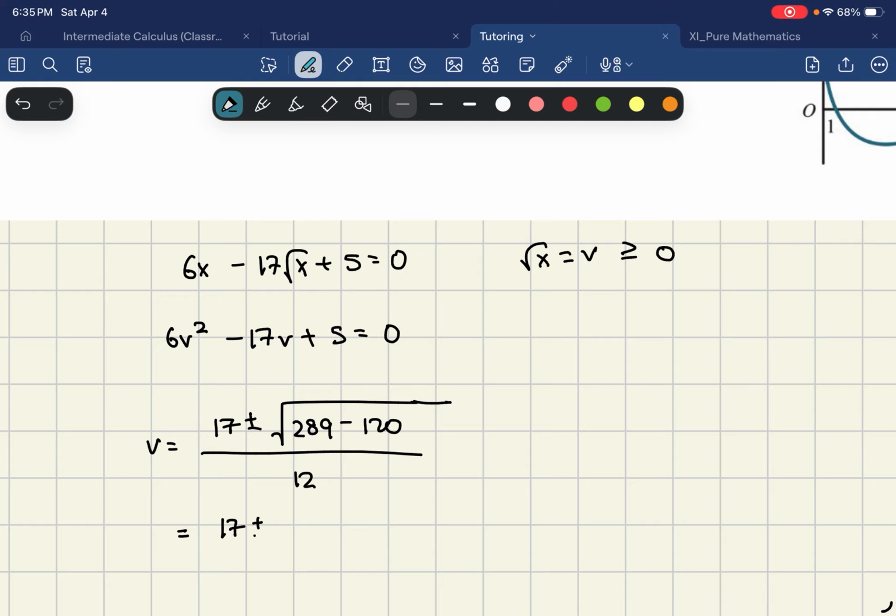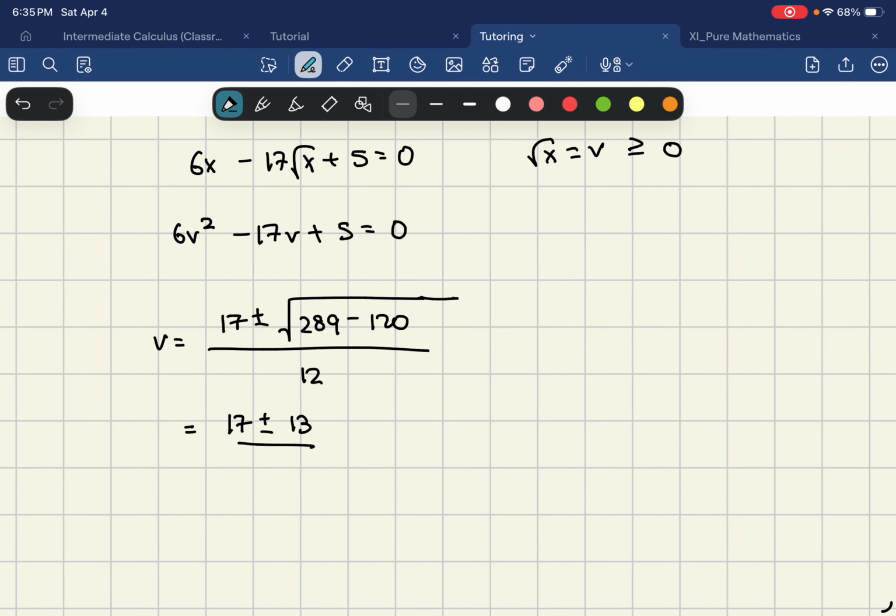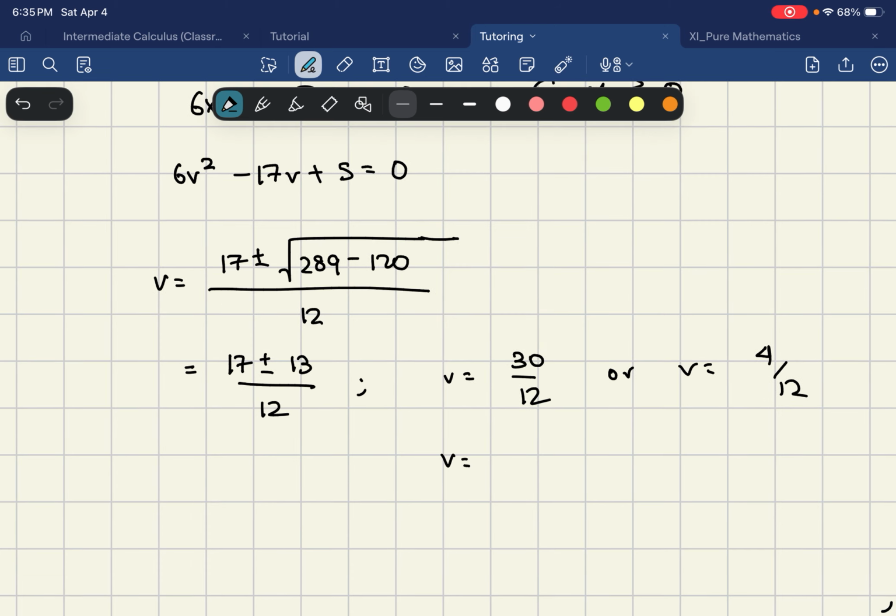So 17 plus or minus the square root of 289 minus 120, that is 169 again. So you get square root of 169, which is 13, divided by 12. So v is 30 by 12, or v is equal to 4 by 12. All right. So v is 30 by 12, which is 15 by 6, which is 5 by 2. Yeah, 5 by 2. And v is equal to 1 by 3.